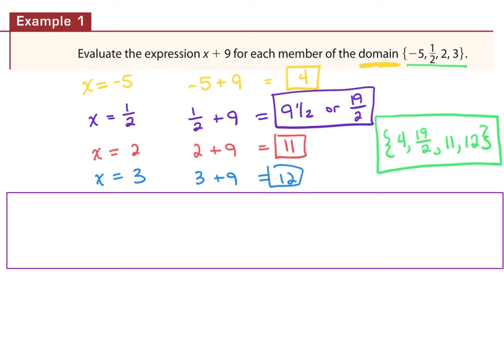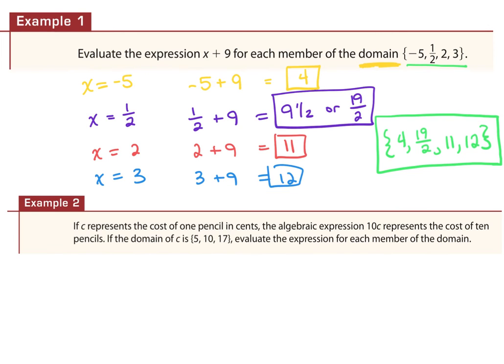If you look at the next example on that same page, they've basically done the same thing, but they've written it out. If C represents the cost of 1 pencil in cents, the algebraic expression 10C, or 10 times C, represents the cost of 10 pencils. That makes sense. So if C is how much 1 pencil costs, then 10 times C is 10 pencils. If the domain of C, or in cents, is 5, 10, and 17 cents, evaluate the expression for each member of the domain.